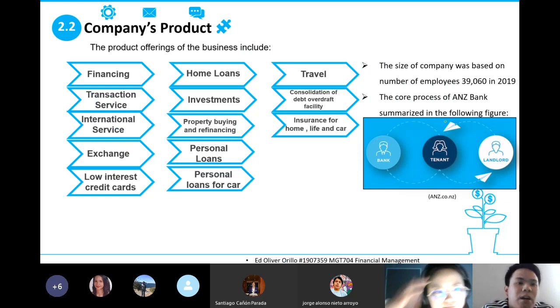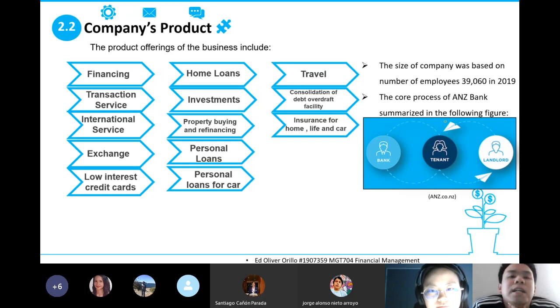So there are heaps of company products, but these are not products. I think these are services that they offer. Namely, financing, transaction services, international services, exchange, low-interest credit cards, home loans, investments, property buying and refinancing, personal loans for car, travel, consolidation of debt, overdraft facility, and insurance for home, life, and car.